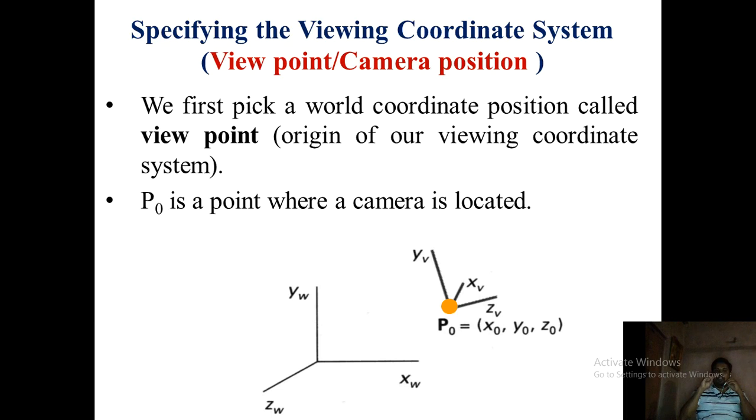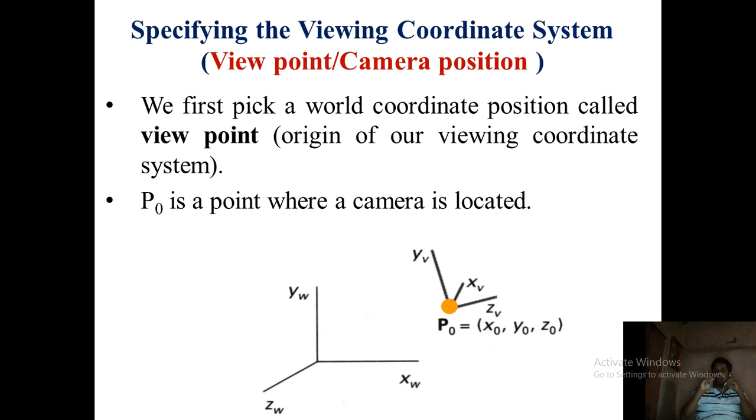P0 is the point where the camera is located. In this image you can see that P0 is the camera position. It has x coordinate x0, y coordinate y0, z coordinate z0. Then that is the z axis, z view, x view, y view. This is the world coordinate system, xw, yw, zw.